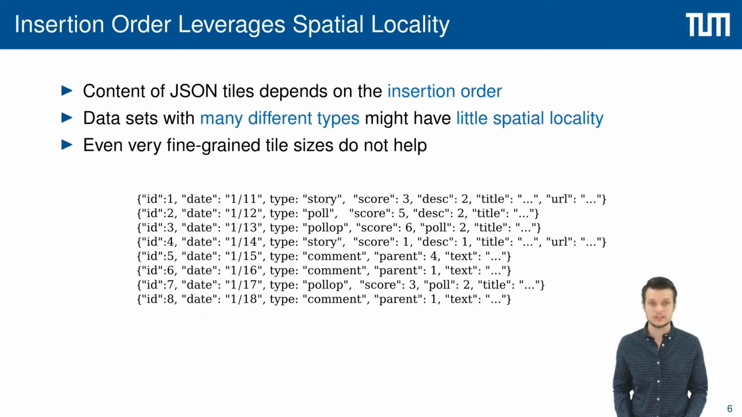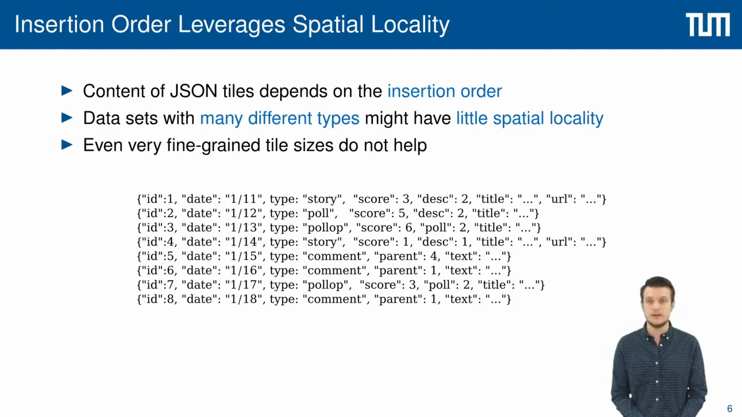With the Twitter example, JSON tiles already provides perfect extractable column chunks, as the insertion order is aligned with some spatial locality. For example, the geolocation is added on later on and is directly adapted by the newer tiles. However, there are datasets which have many different types and they only provide little spatial locality. For example, the Hacker News website.